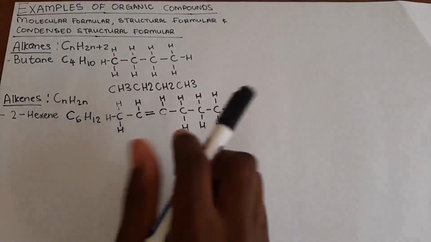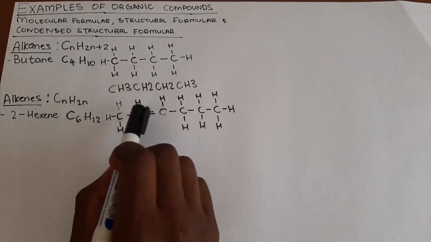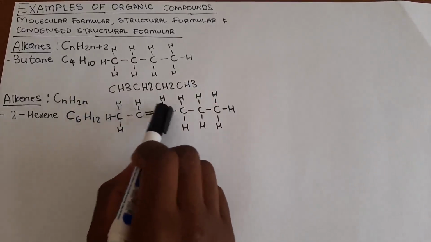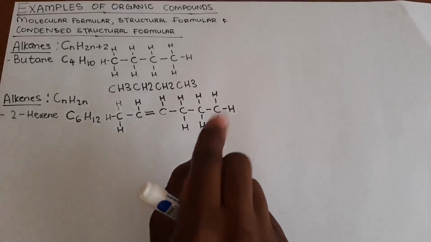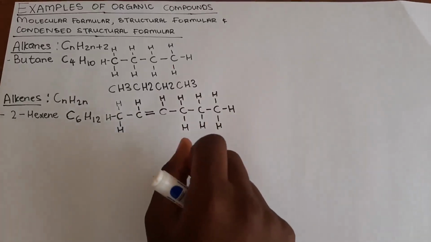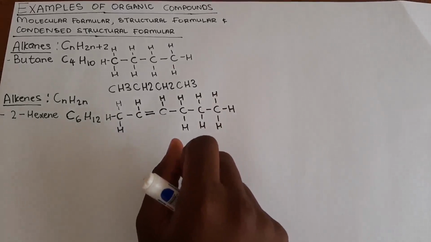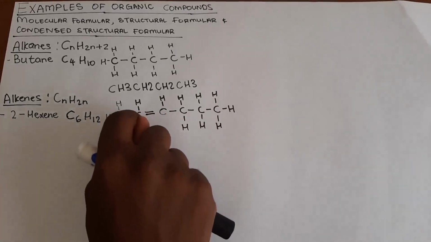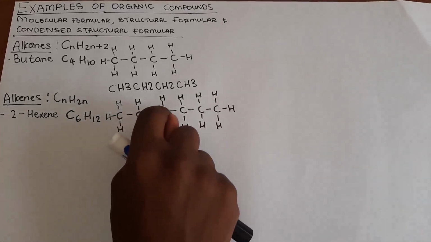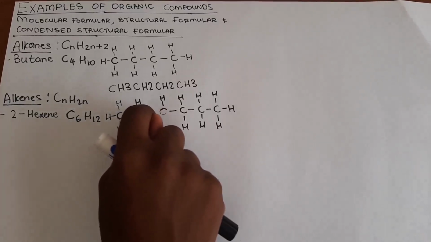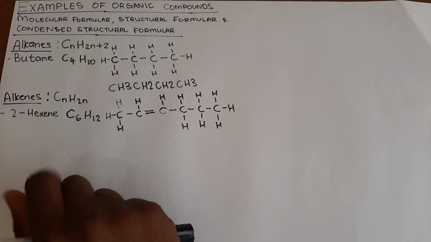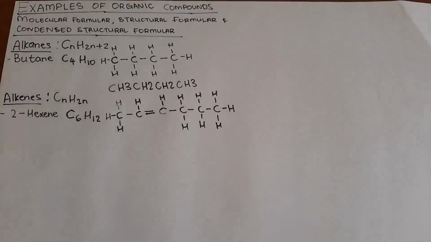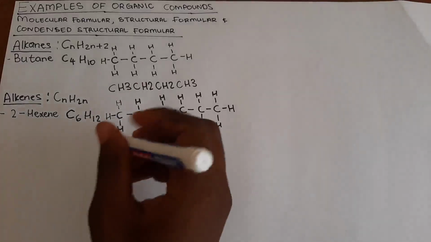It's because, as you can see, these two C atoms have a double bond between them, so they are left with only one bond to bond with the other H. This bond that's supposed to be here is taken to be here, as you can see. I think I tried to explain effectively. Let's move to its condensed structural formula.